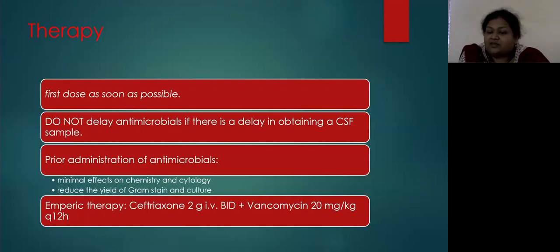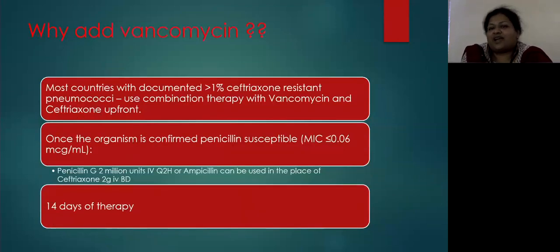What is the empirical therapy that you use? Ceftriaxone and vanc. Why do you use vanc? Is it for staph? But look at our epidemiology. It's not like it's so much staph meningitis that we are going to see, unless the patient is immunocompromised or has a bacteremia. So why do you add vancomycin?